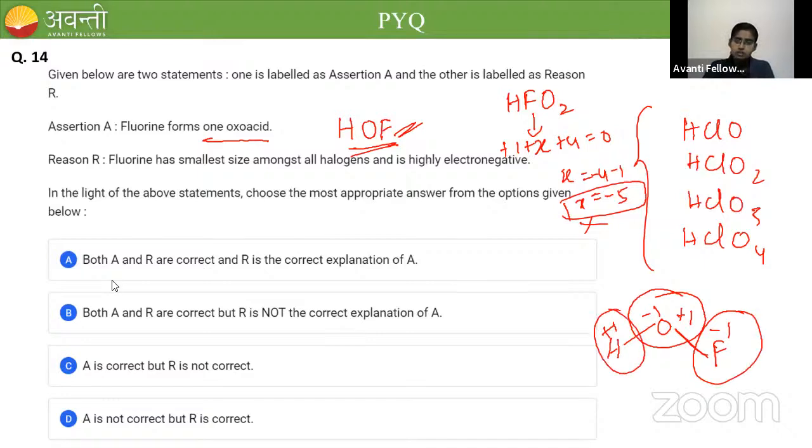So fluorine can form only one oxo acid of this type. It cannot form a bond with more than one oxygen. Fluorine always forms only one bond. Got it? So both A and R are correct, and R is the correct explanation of A. Because of its high electronegative nature, it can form only one oxo acid. So option A will be the correct answer for this question.